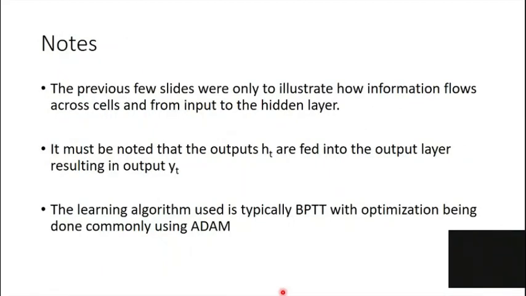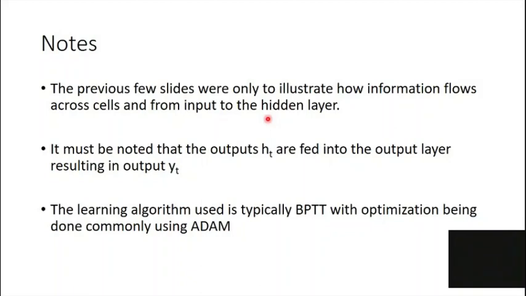And these are the things that you need to remember. The diagrams that we have seen only illustrate the information flow from the input to the hidden layer. Please remember the output was h of t and not y of t or y cap of t. So please remember that h of t output is the hidden state layer's output at time instant t, which will go into the output layer, which will result in an output y cap of t or y of t.